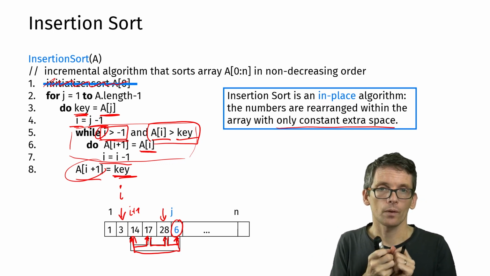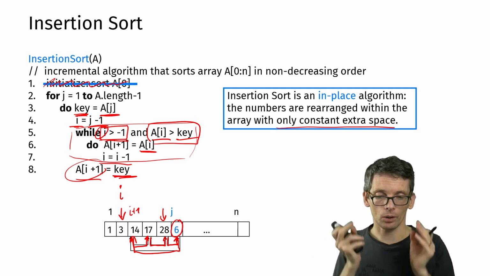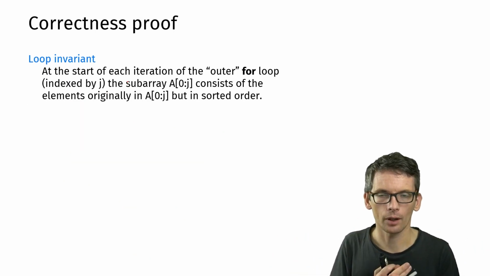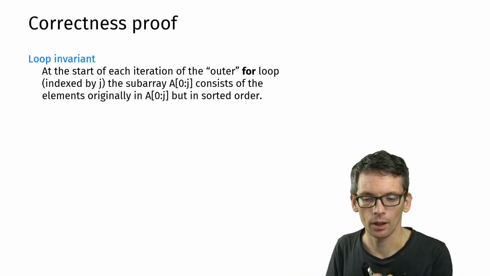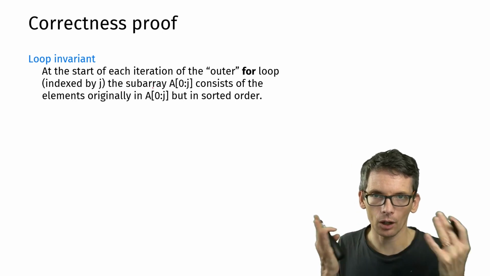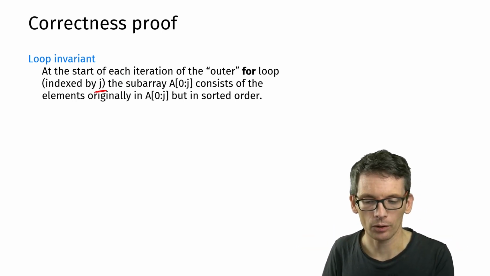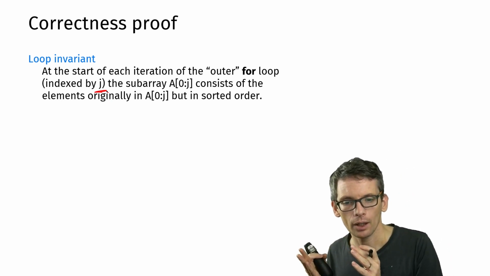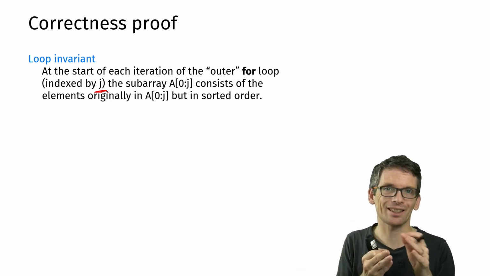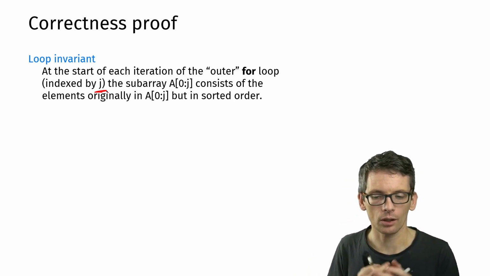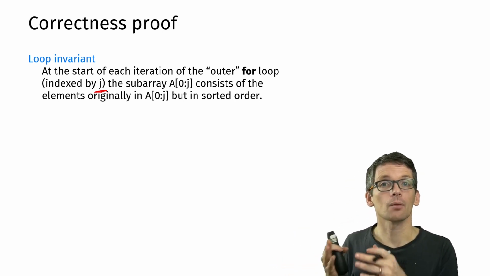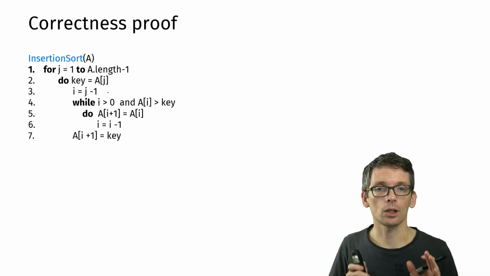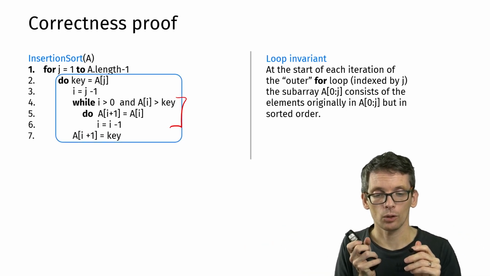How do we prove correctness of insertion sort? We have a loop, so we do a loop invariant proof. The loop invariant that we use is: at the start of an iteration of the outer for loop, indexed by j, the subarray from A[0] to A[j], not including j, consists of the elements originally in that subarray, but now sorted. It's a loop invariant for the outer for loop, so this loop here.